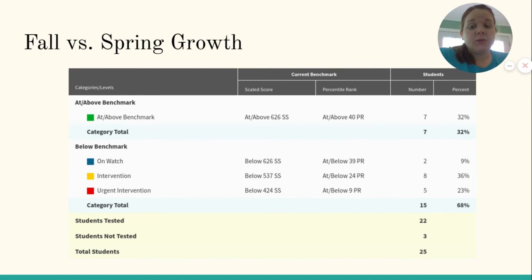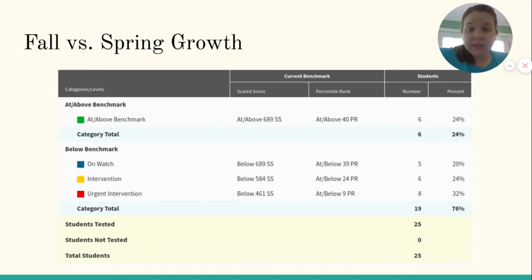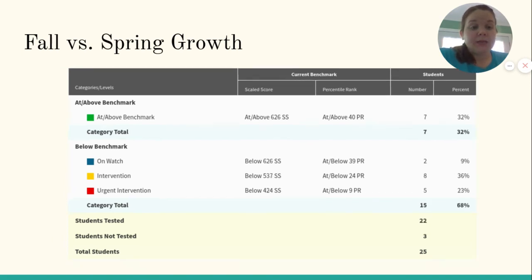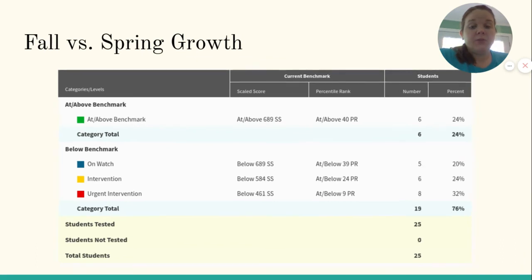From the 8 students in intervention, you have 6. So again, they could have fluctuated either way. They could have gone up, they could have gone down. Either way, that number has changed. Lastly, from the 5 in urgent intervention, we did go up to 8. Like I said, with any test at the end of a school year, it's kind of difficult to get students to take this seriously. However, they do understand that it is important, but of course, kids are kids.